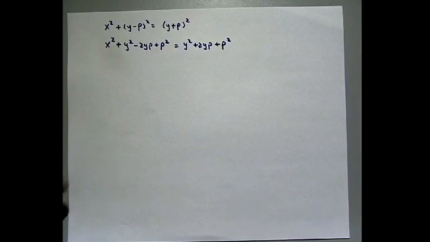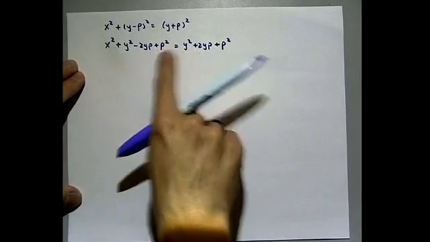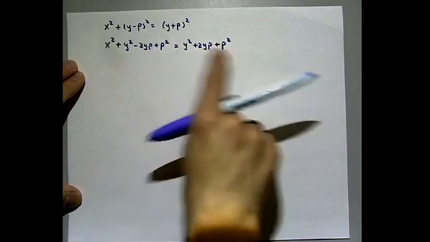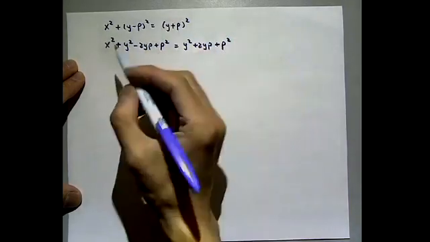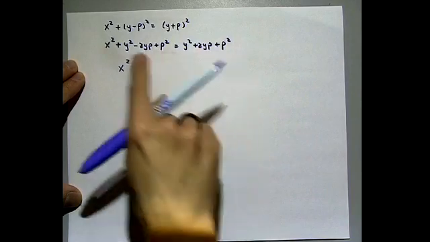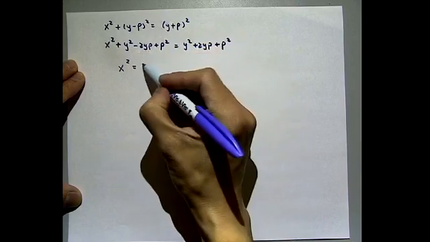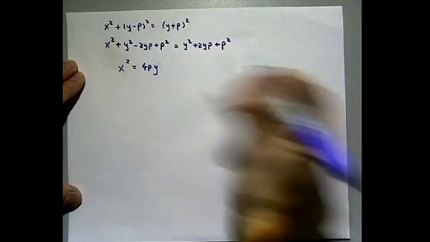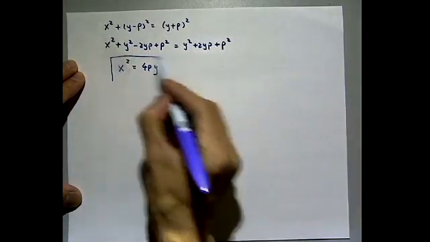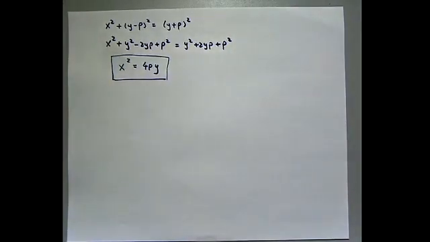And then combine everything to one side. Notice y squared will cancel. P squared will cancel. So if I leave x squared on the left and then kick this to the other side, I get 4py on the other side. All right, so this is the standard equation of the parabola whose vertex is on the origin and opens upward.